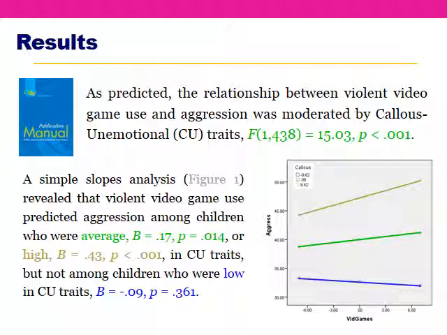So for people who are low in callous unemotional traits, there was no relationship. Look how flat that blue line is. But for people who have an average or high level of callous unemotional traits, video game use did predict aggression. In other words, what we're seeing here, the overall trend, is that as callous unemotional traits increase, this relationship gets stronger, right? It goes from non-significant to weak to somewhat stronger.